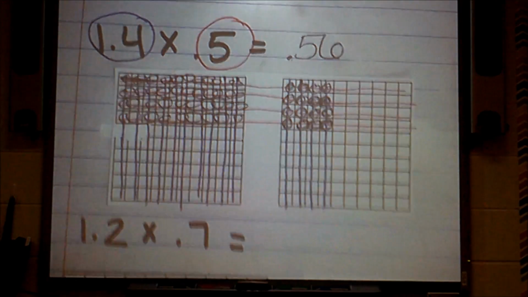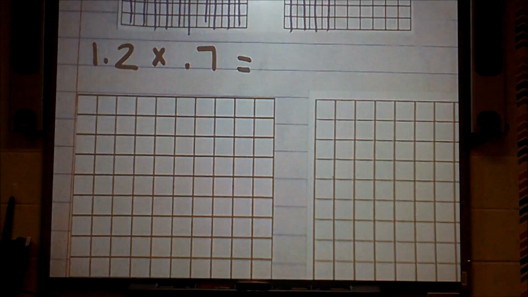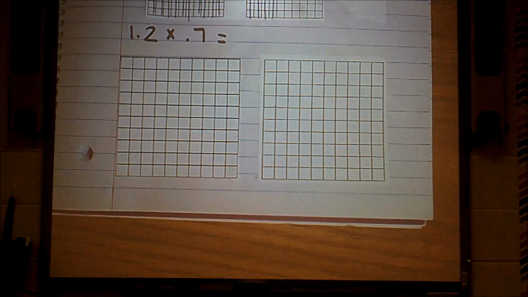Let's try one more problem for good practice. So my problem that I have here represented is 1 2/10 times 7/10. What I would suggest that you do at this time is to pause the video and solve the problem yourself independently, using your two colored pencils, and see if you're able to get an answer that matches my answer.